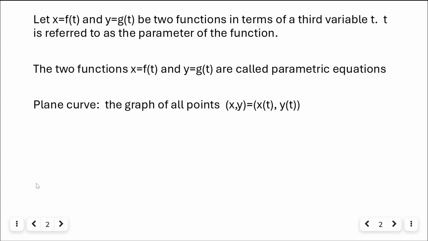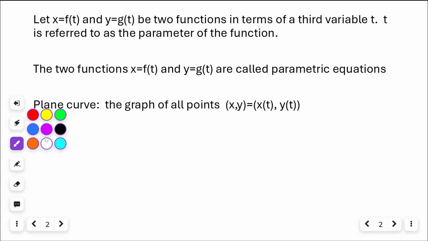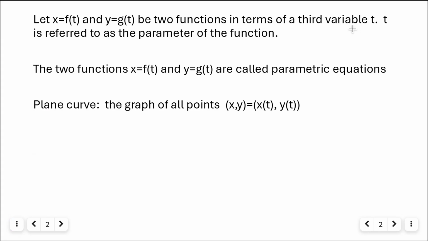So let's talk about x equal to some function f of t, and y equal to another function called g of t. There are two functions in terms of a third variable, t. T is referred to as the parameter of this function, or of the equation. And the two functions together are called parametric equations.